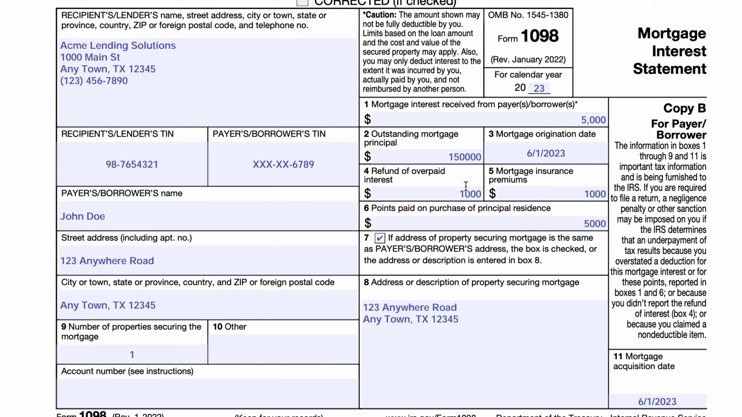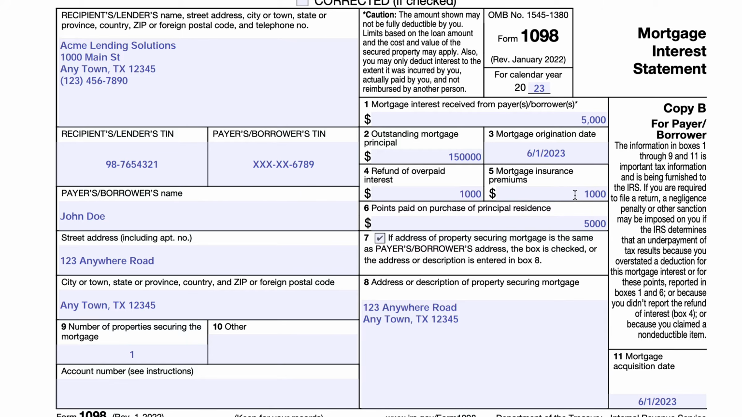So you don't have to go back and amend tax returns. You don't have to make any adjustment on your prior year return. You would simply determine the amount of this box 4 refund that was attributable to that itemized deduction, and then you would claim that as other income on Schedule 1.